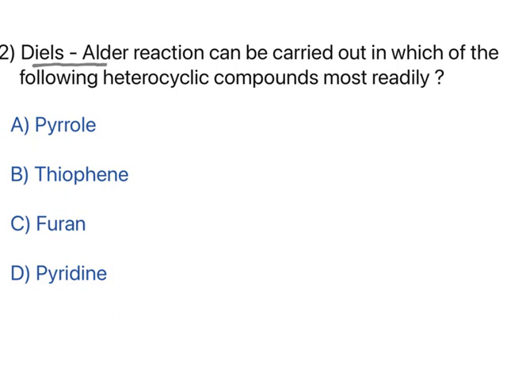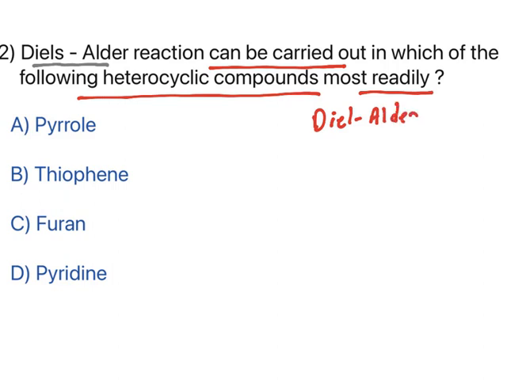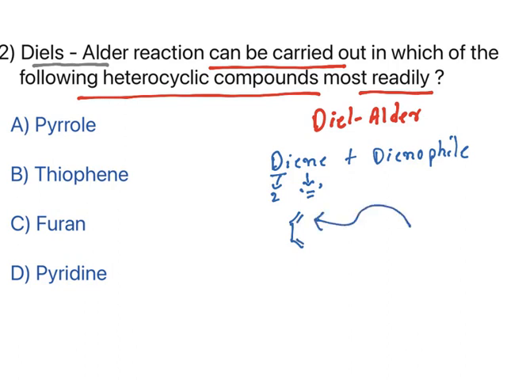Now, in which of the following heterocyclic compounds can the Diels-Alder reaction be carried out most readily? We need to understand the Diels-Alder reaction. The Diels-Alder reaction can take place between two compounds, known as diene plus dienophile. Di means 2, ene means double bonds, right? So you need to have something with two double bonds, and dienophile means an agent which goes towards these double bonds.